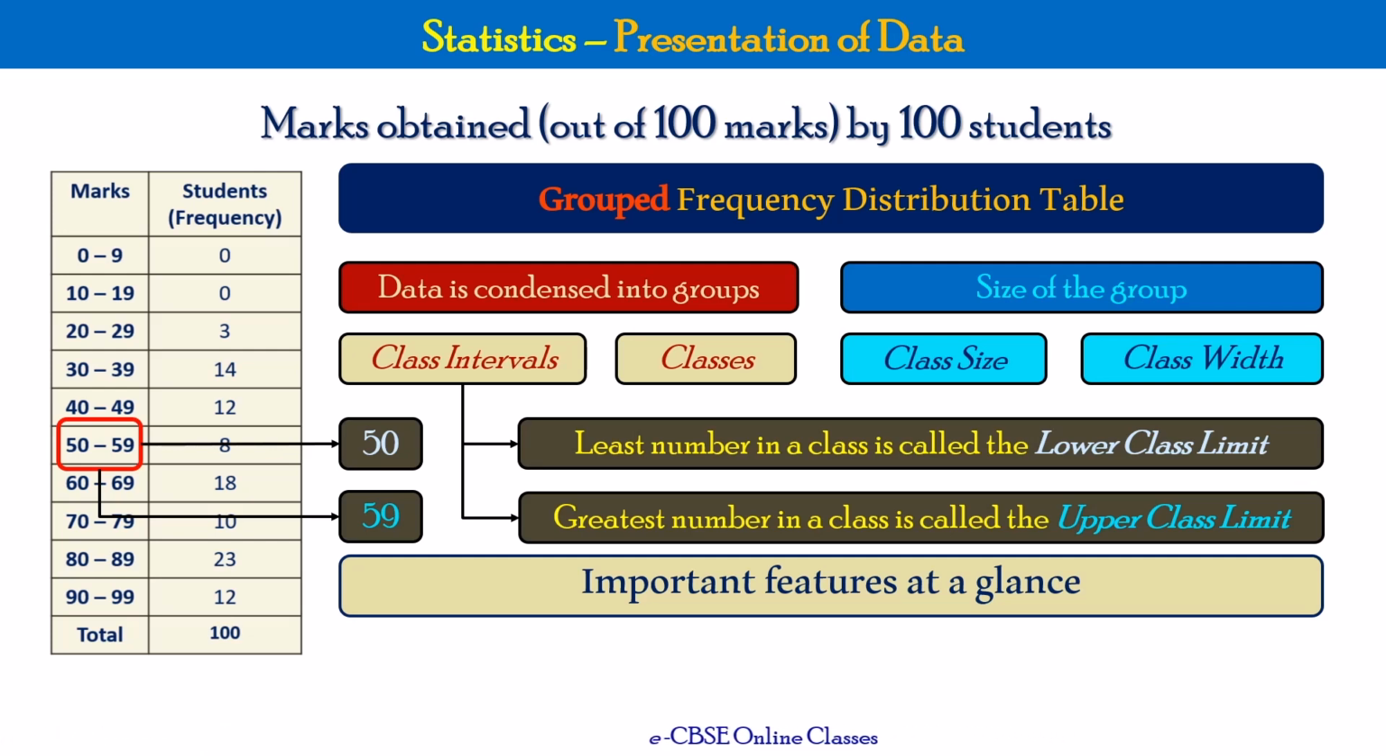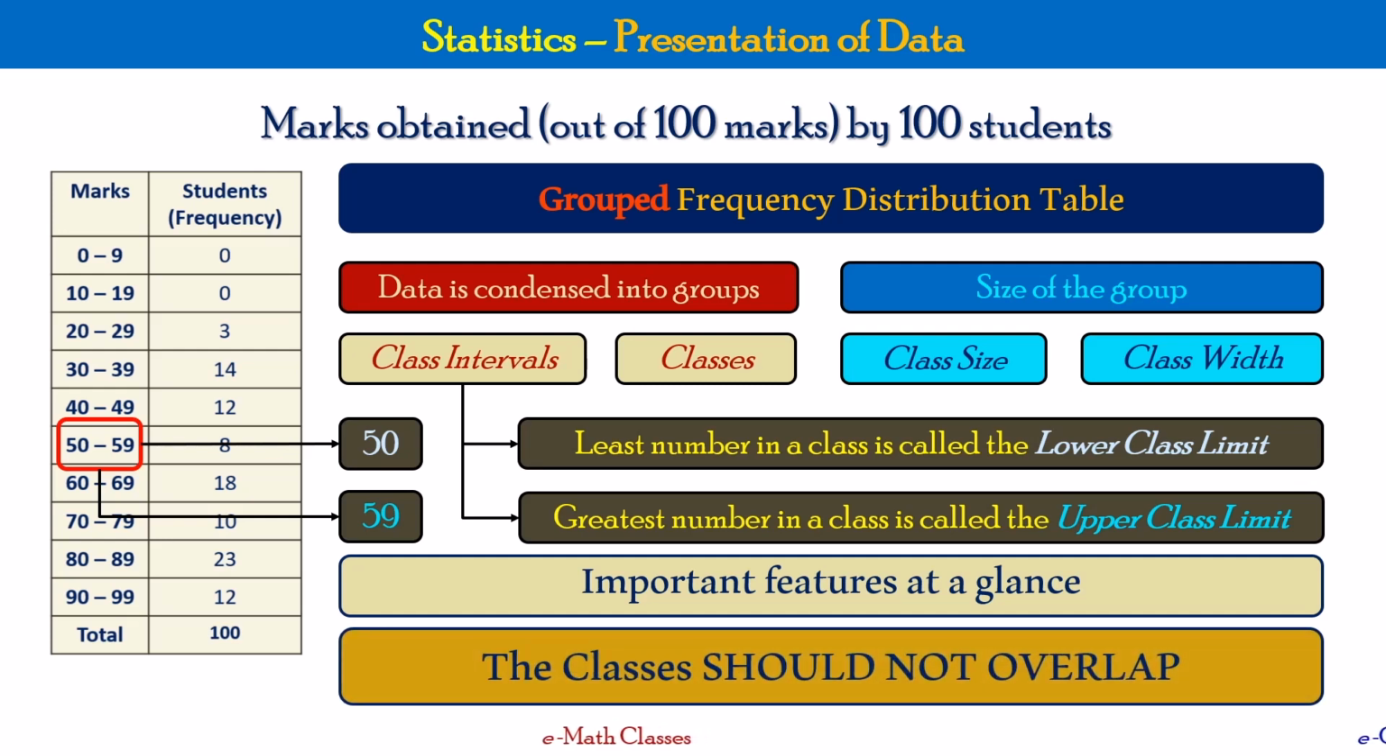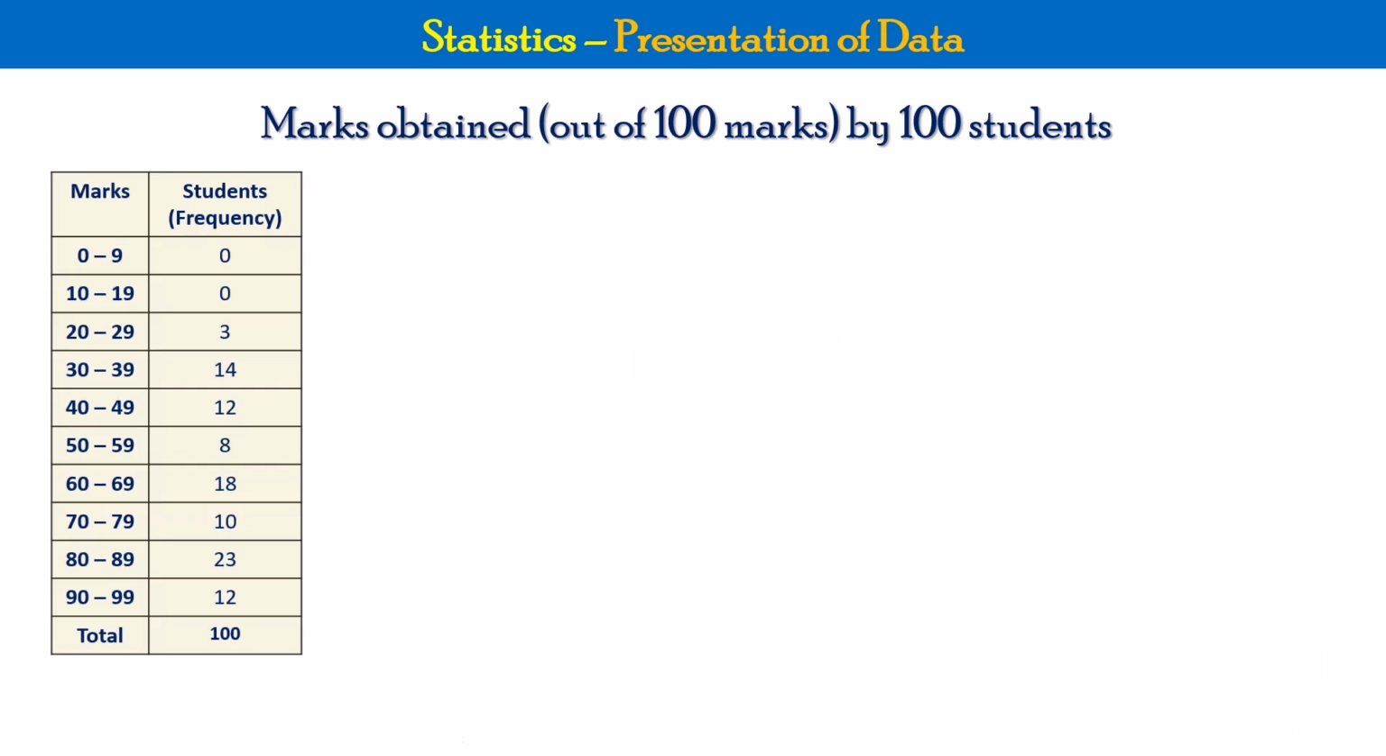Here I have used a group size of about 9. You can make 5, 4, or based on the data numbers that you are looking at, you can make whatever class size you want to make. The only rule is the classes should not overlap. Please remember that.